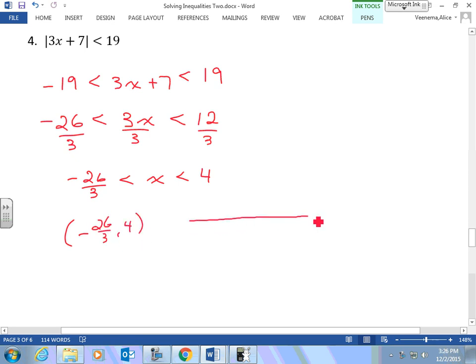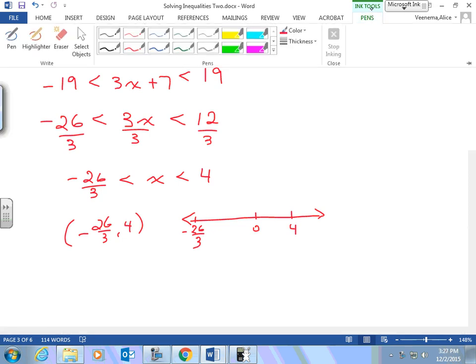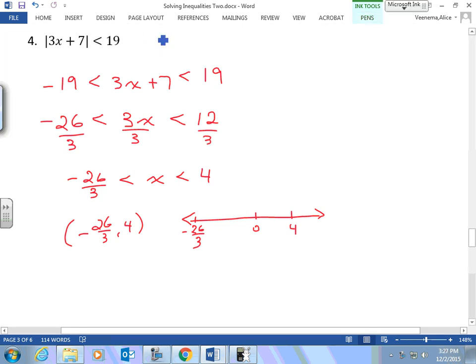And we could sketch the graph of that as well. That's 0, here's 4, and negative 26 over 3 is approximately negative 9. So there's negative 26 over 3, and it's the interval that comes between those two. Because it's not equal, we'll use the rounded brackets on it. And we'll stop there for today.